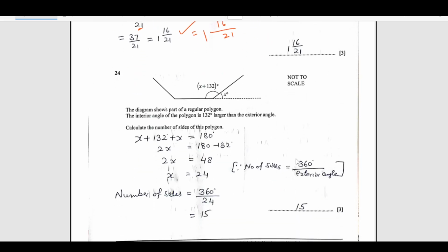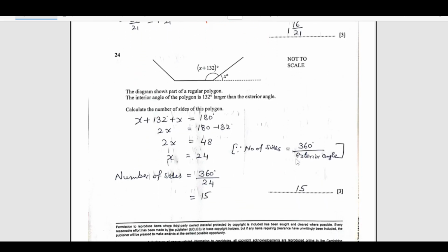Now number 24, this is the last question. So we have this part of the regular polygon. The interior angle of the polygon is 132 larger than the exterior. So this is x, this is x plus 132. Calculate the number of sides.